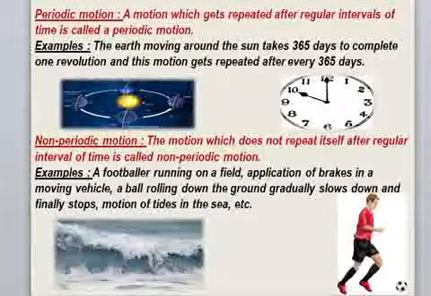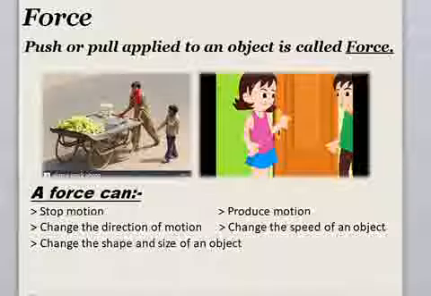Examples: a footballer running on a field, application of brakes in a moving vehicle, a ball rolling on the ground gradually slows down and finally stops, motion of tides in the sea, etc.